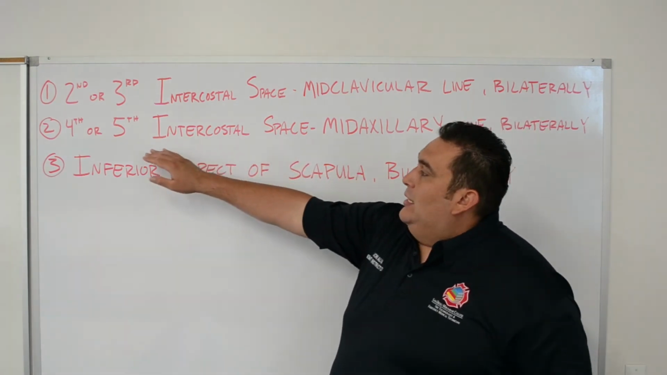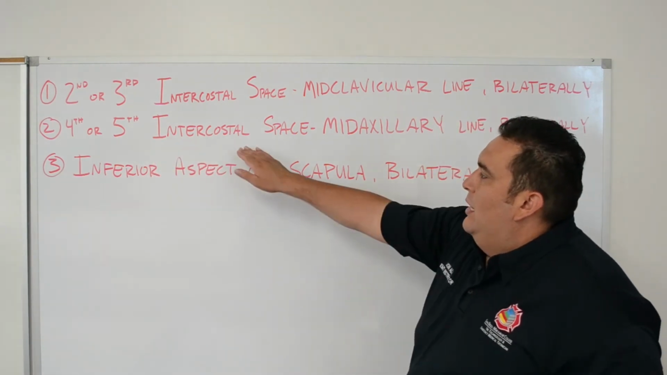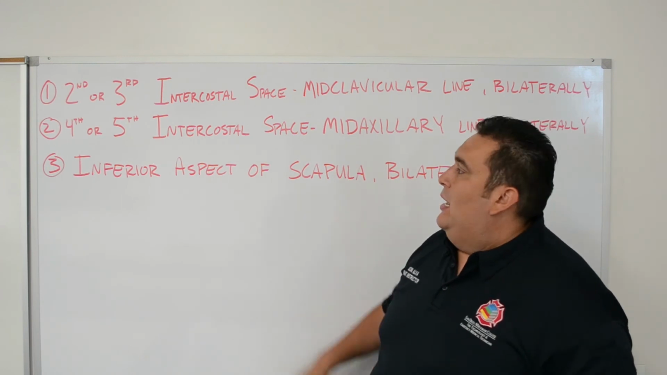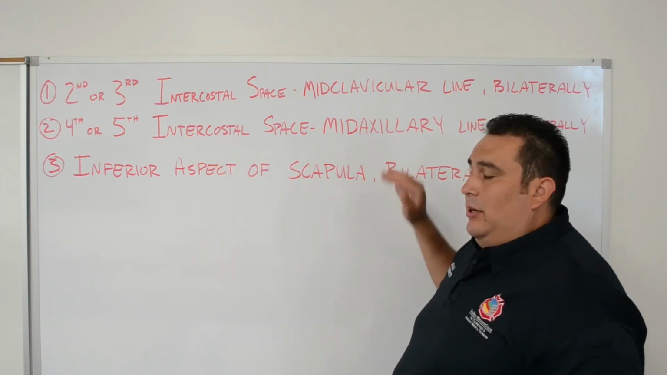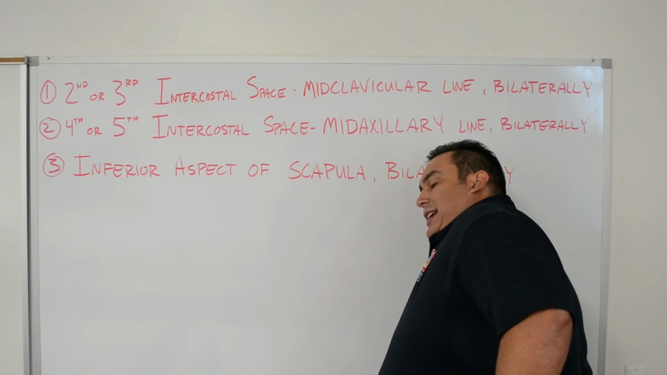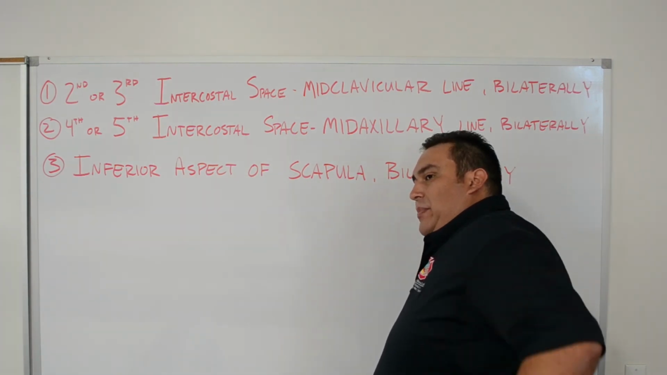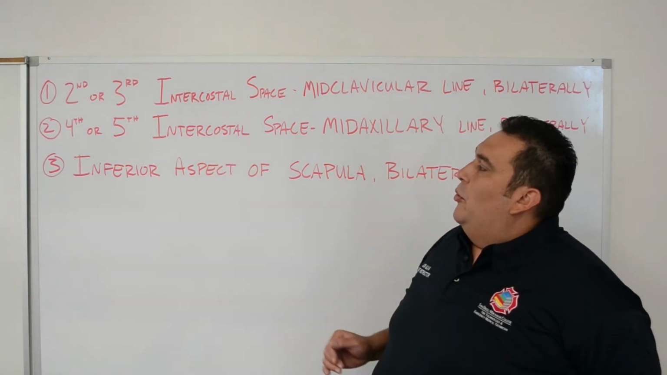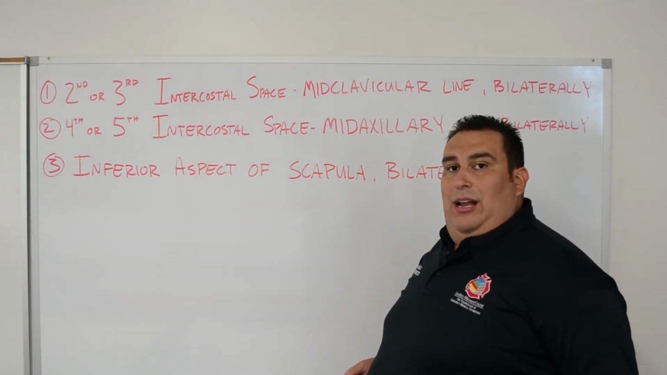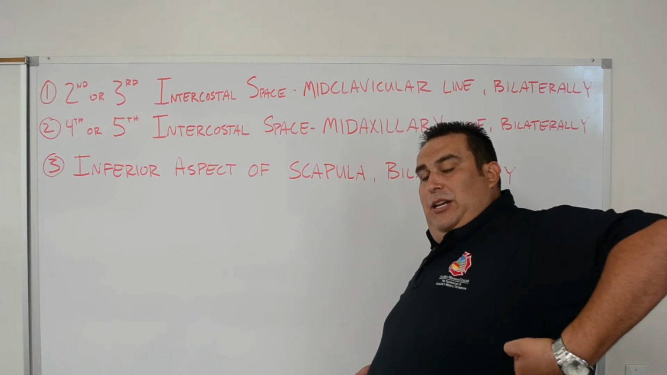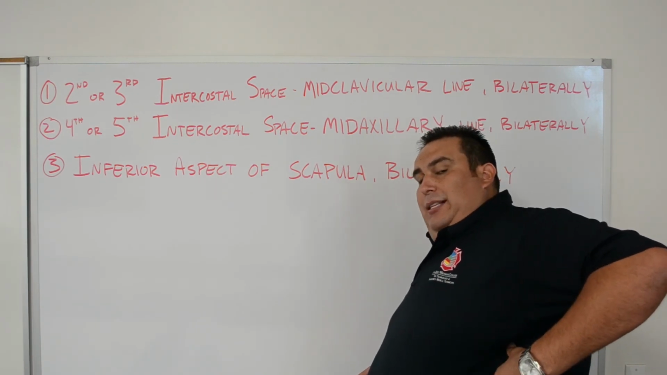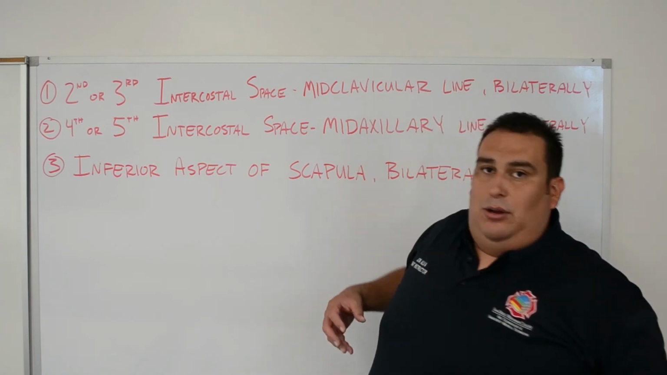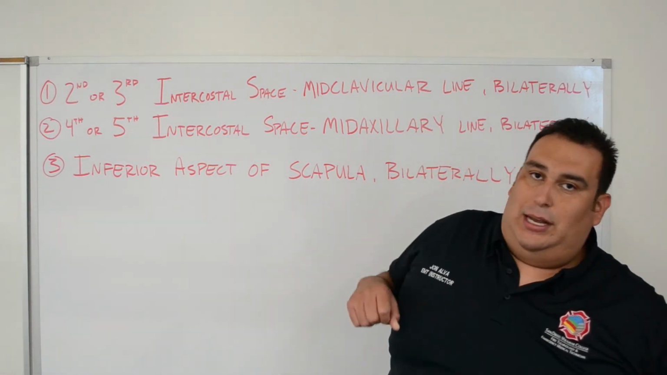The second area is going to be the fourth or fifth intercostal space along the mid-axillary line bilaterally. In regards to the mid-axillary line, it's a line hitting the patient sideways along the armpit. Okay, this is going to be the mid-axillary line. Typically, the fourth or fifth intercostal space can be commonly found if you draw a line straight out from the patient's nipple. That's going to be about the fourth or fifth intercostal space. You're going to place your stethoscope right there. Don't forget, bilaterally, meaning both sides.